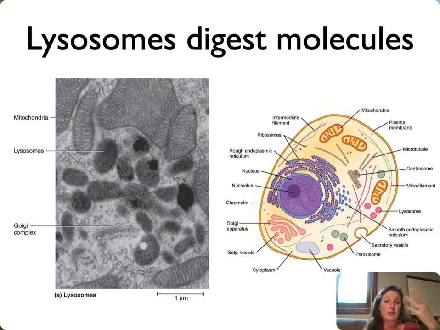So once we have those amino acids or the lipids, or whatever the basic molecules are, we can use those to build new proteins and structures. So they're like little recycling centers. All right, I think that's it.